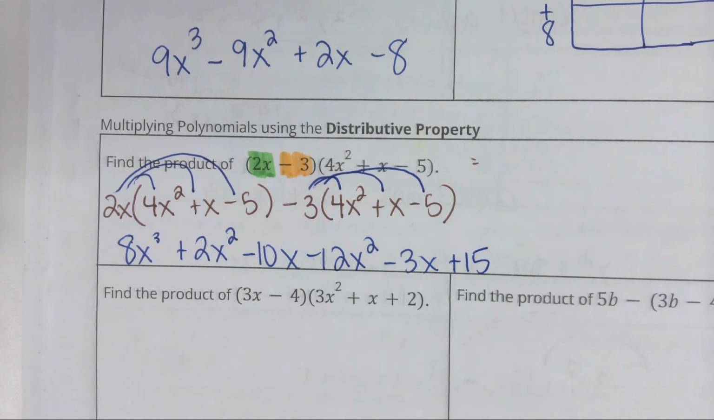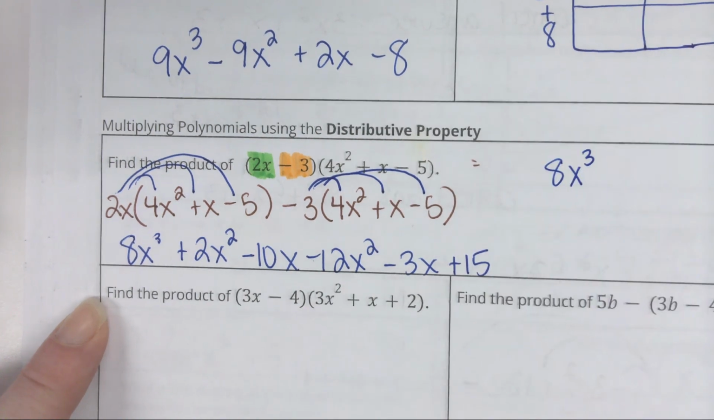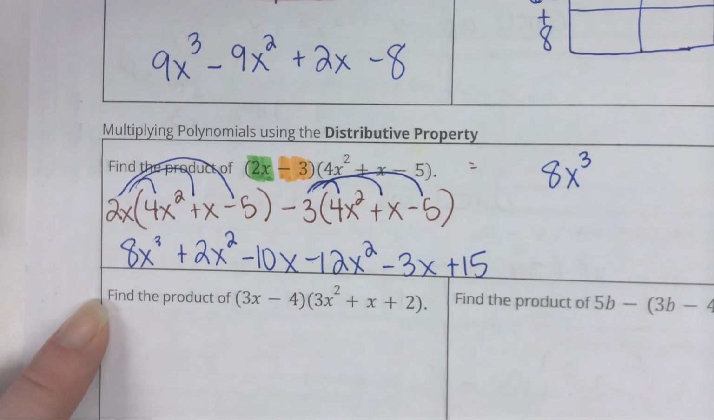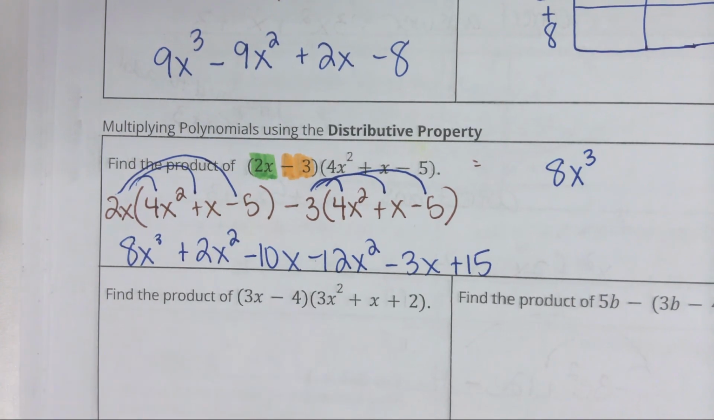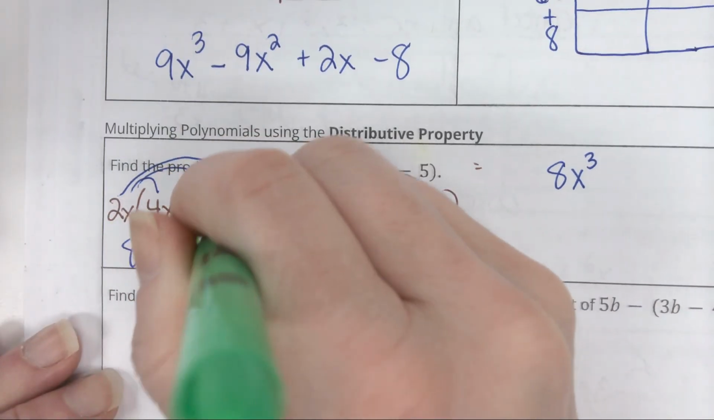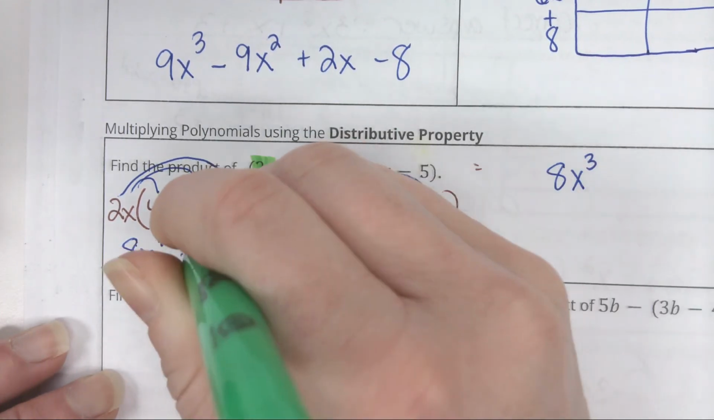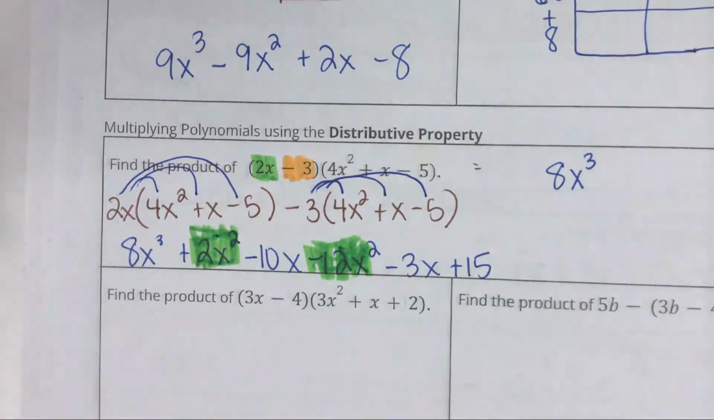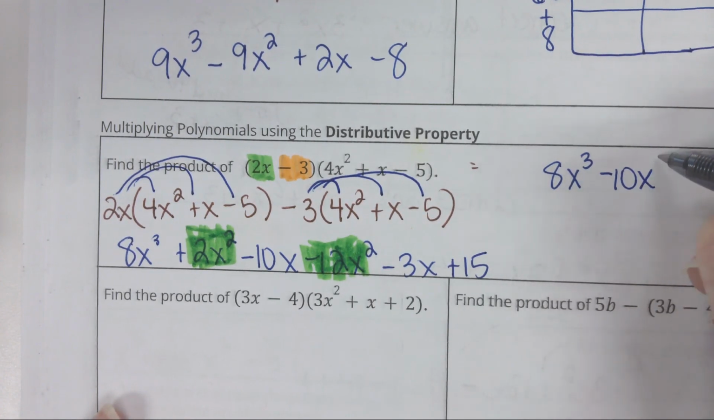The box way is way easier. You like box better? Yeah. That would give me 8x cubed. You're going to get the same answer. 2x squared minus 12x squared. That's some bad highlighting there. I feel like it takes messy hand us to do the box method. You do? Yeah. Okay. We get the same result.